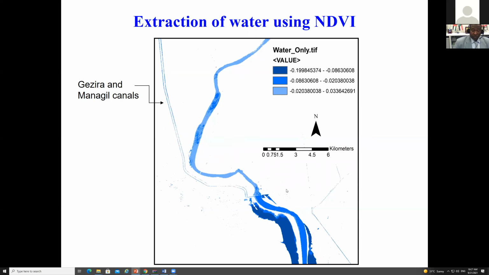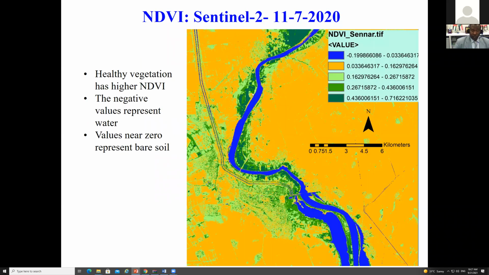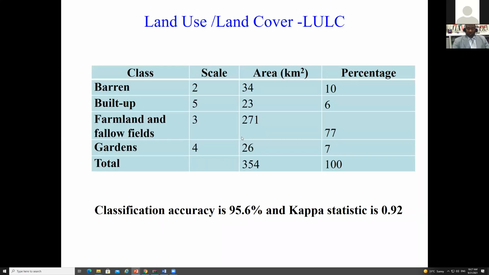We extract this water and we take it as a signature and we put it in the classification. So mainly we use NDVI to extract water bodies in our study, and then we classify the green areas. As we know, the higher the NDVI, the more healthy the vegetation. Negative values represent water. As you can see here, all this blue color is the river extracted, negative. We classified the land use and we achieved 95% accuracy with a Kappa statistic of 0.92.